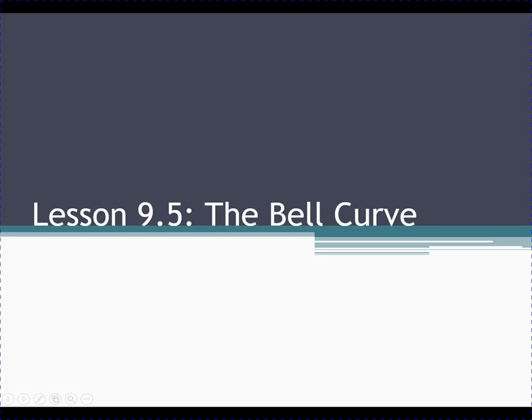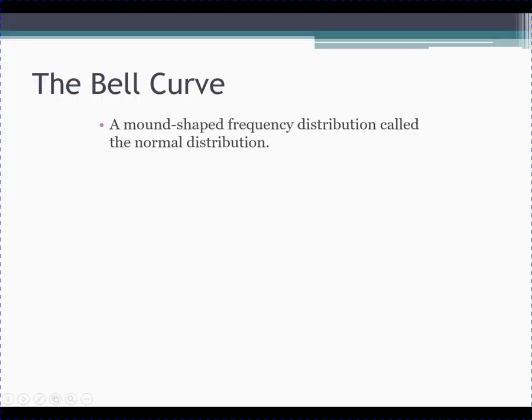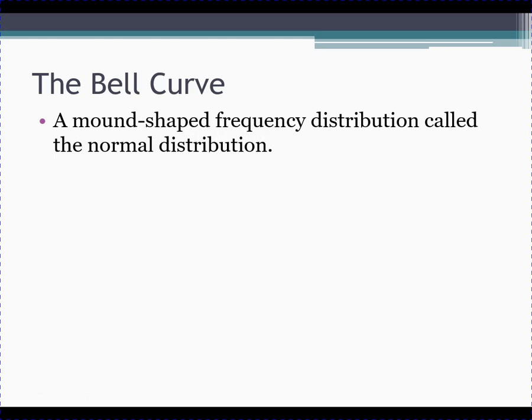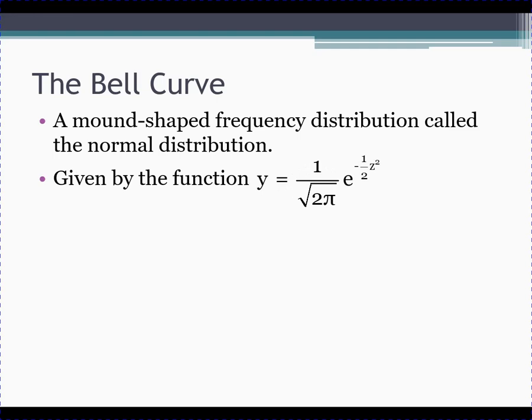Lesson 9.5 deals with the bell curve. The bell curve is simply a very special mound-shaped frequency distribution, and it's called the normal distribution, and it's used a lot in different statistical things. So it actually has an equation.